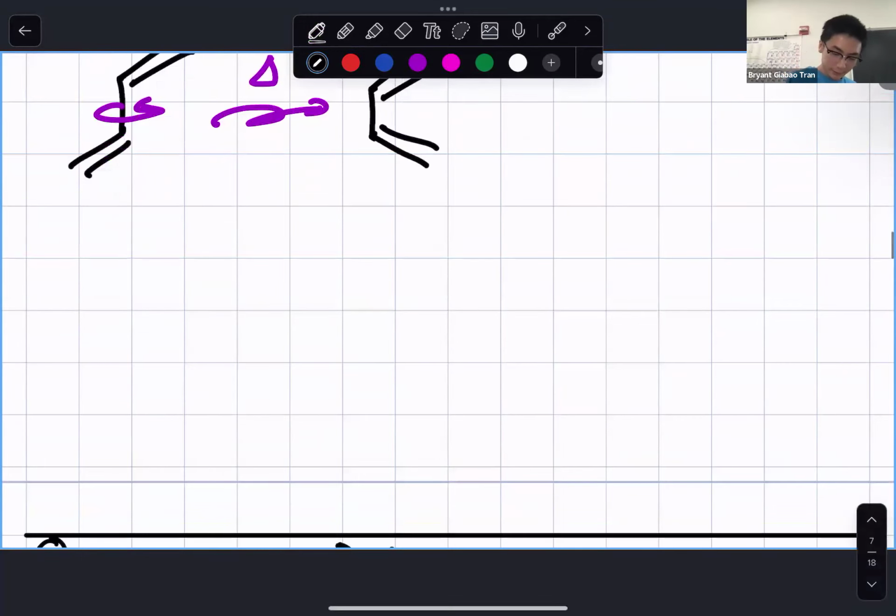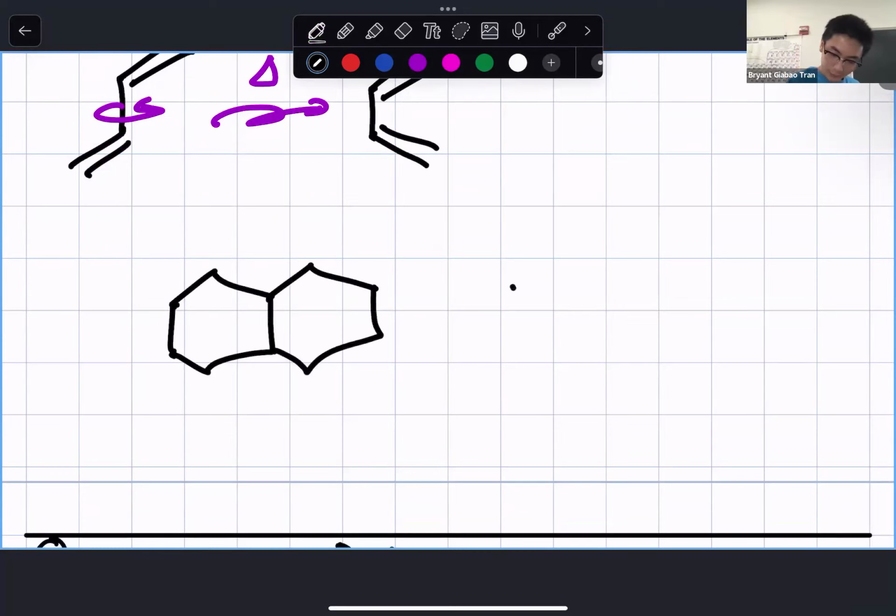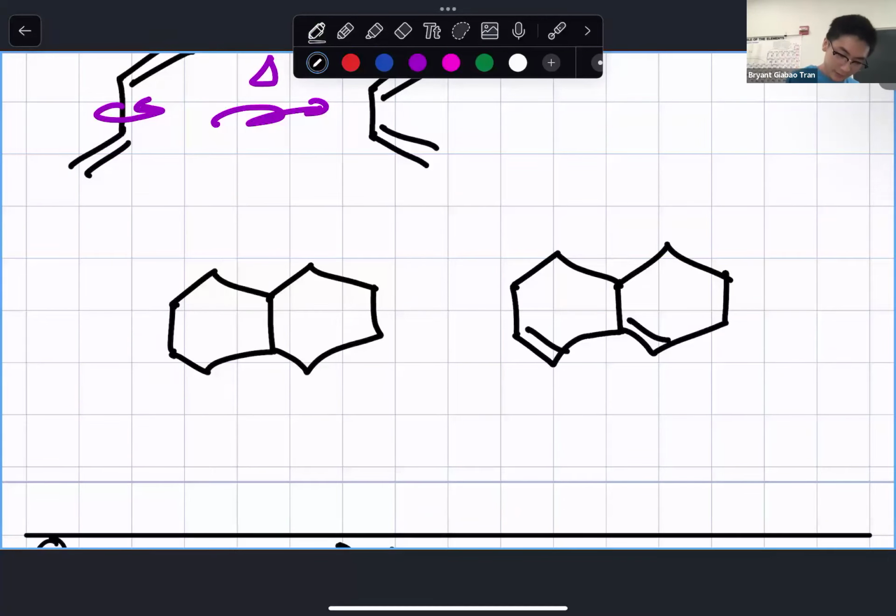So I'm going to give you two different molecules and have you guys choose which molecule would work as a diene in the Diels-Alder reaction. So those two molecules are dienes, but one of them will only work with Diels-Alder. Yeah, the left one, right.